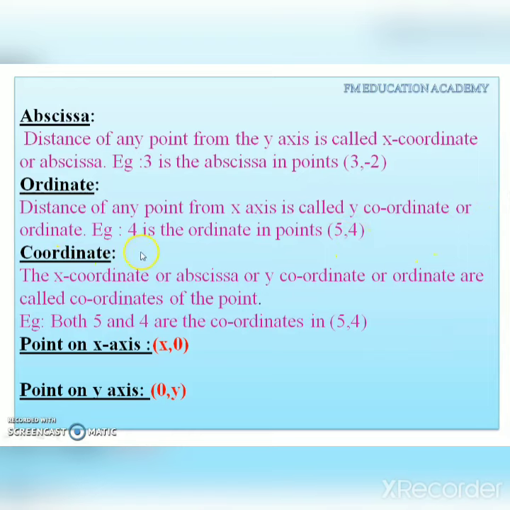In some textbooks, instead of m1 and m2, they take it as m and n also. There is a ratio m is to n. So there the formula will be mx2 plus nx1 by m plus n, comma my2 plus ny1 by m plus n. But here the formula will be this. It's very easy to remember: 1, 2, remember like this, 2, 1, and here m1, m2, here 1, 2, 1, 2. Here we have x coordinates x2 and x1, here we have y coordinates y2 and y1, and in all this we have plus.